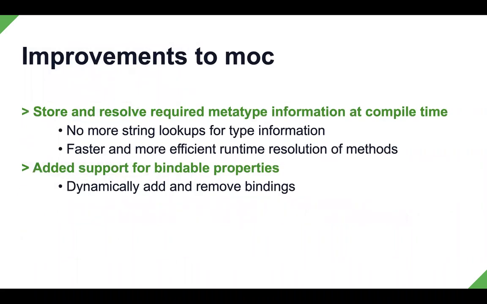We've done improvements to moc also to improve performance. These are things behind the scenes. You shouldn't even see them as a user at all. But we now store and resolve the required type information at compile time. There are no more string lookups for type information, which we still have to do in Qt 5, which means that resolution of methods, of signals and slots is faster and more efficient at runtime in Qt 6. And of course, we've also added support for those bindable properties that I talked about before. And you can dynamically add and remove bindings through the metatype introspection interface of QObjects.